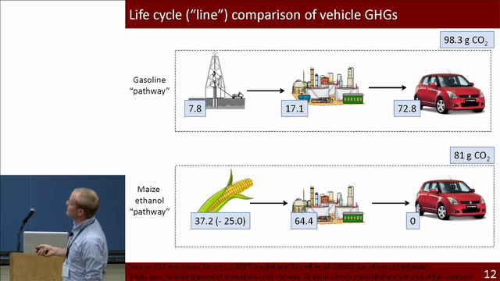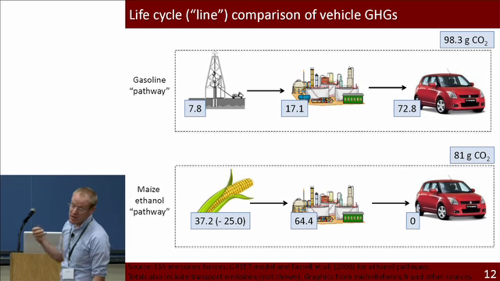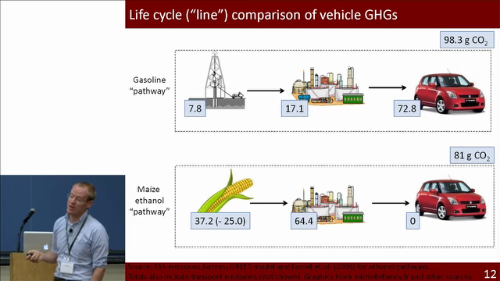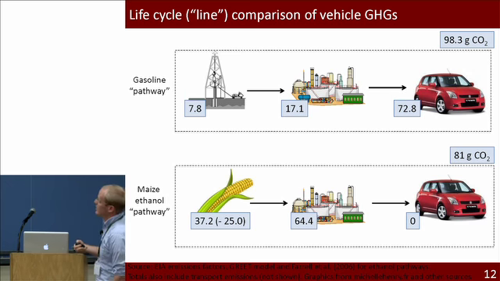If you do this reasonably correctly, you're going to get a different answer. So here's 2 pathways. This goes from an oil well to an oil refinery to your car. This goes from a corn plant to a biorefinery to your car, and you get quite different numbers. You go to 98 for the gasoline pathway, and you go to 81 for the ethanol pathway. So instead of 70 and 0, you're now at something like 180.